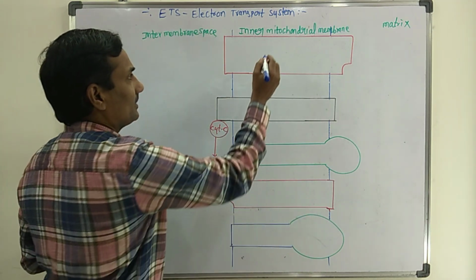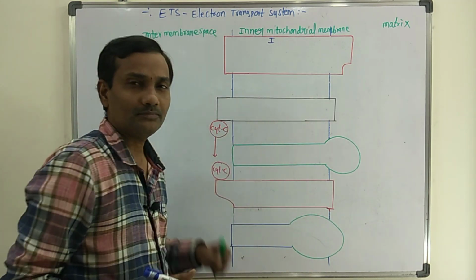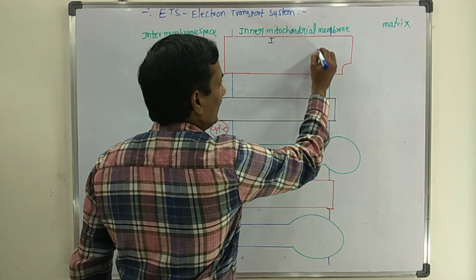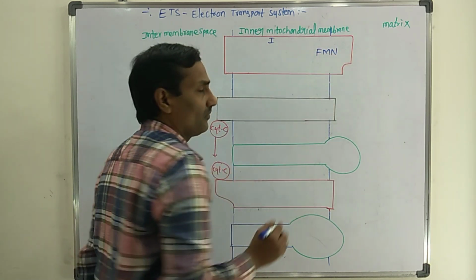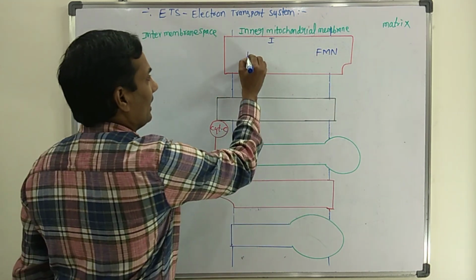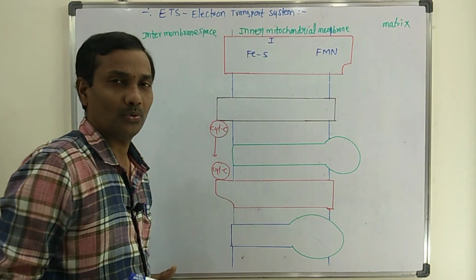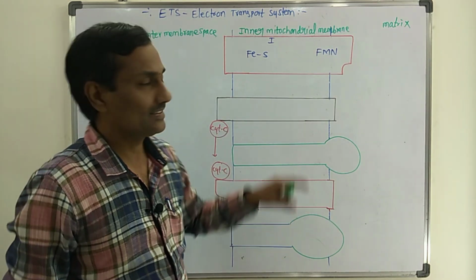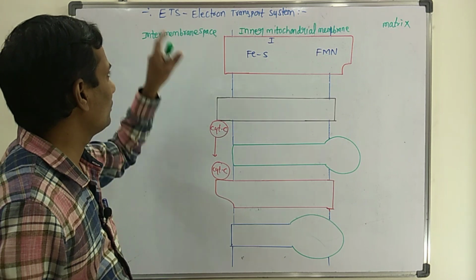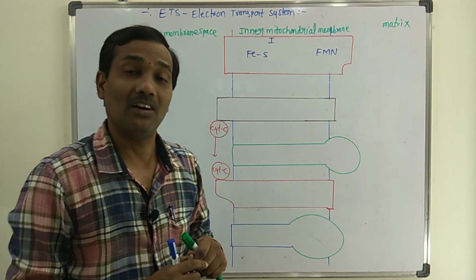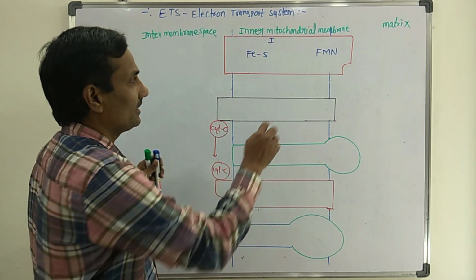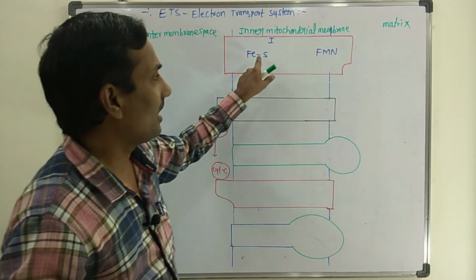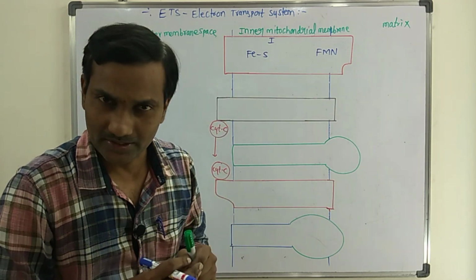This first complex is complex 1. Complex 1 has 2 prosthetic groups, that is FMN, flavin mononucleotide, and iron sulfur protein. This FMN is located towards the matrix, and the iron sulfur protein is located towards the intermembrane space of the mitochondrion. These 2 components are complex 1 components.